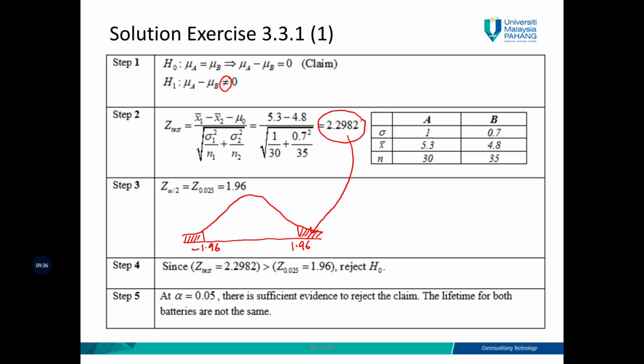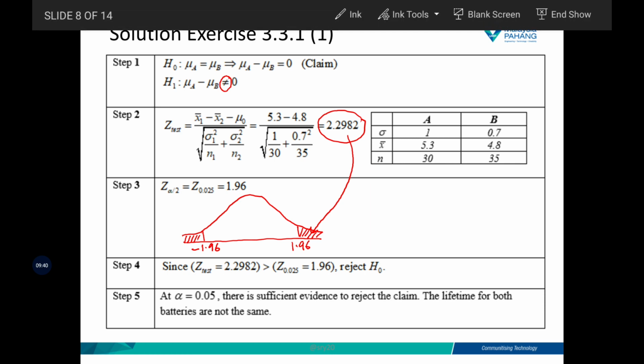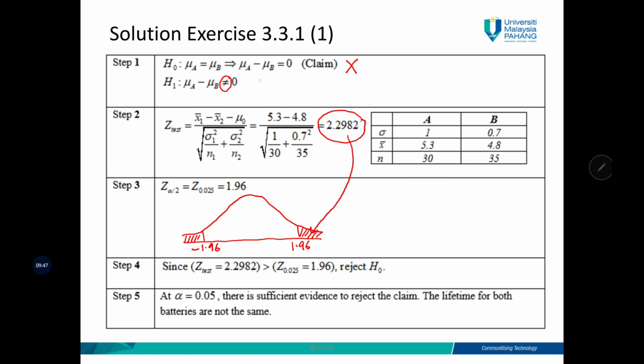Now go to step 5, which depends on step 4. We reject H null, so automatically we accept H1. Rejecting H null in this case means that we reject the claim, because the claim is under H null. For this one, you need to state alpha 0.05. There is sufficient evidence to reject the claim, which means that the lifetime for both batteries is not the same.